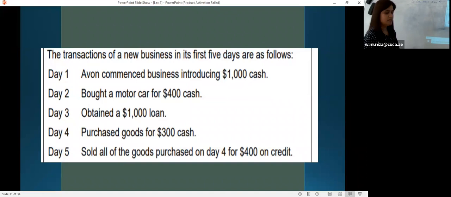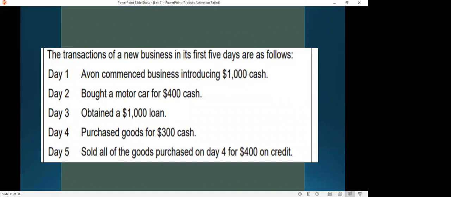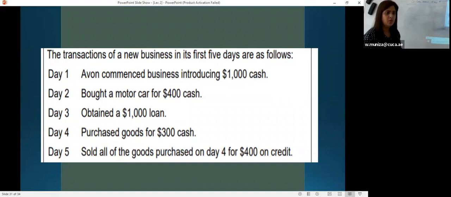Business has bought a motor car. So which thing is coming in the business? Which thing is increasing in the business? Asset, that is motor car. Motor car is an asset. Increase in asset is debit. So we are going to debit motor car account.